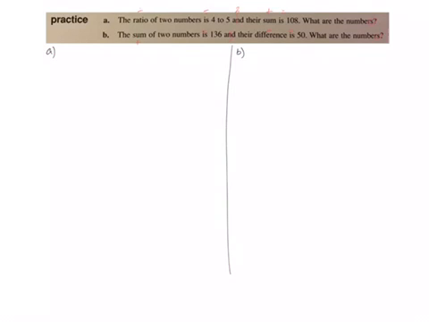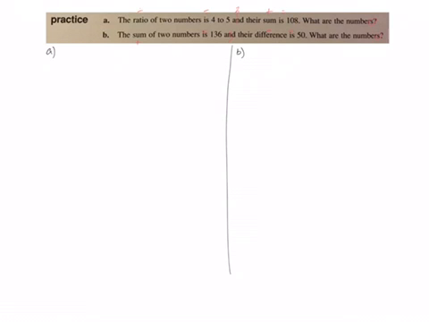Alright, now these are solving two statements of equality. If you look up here, I've gone through and looked at keywords. A ratio means division. Is implies equals. Sum is to add, and is to equal. And we're looking for two numbers. So what they've done is they've made two statements. The ratio of two numbers is 4 to 5, and their sum is 108.